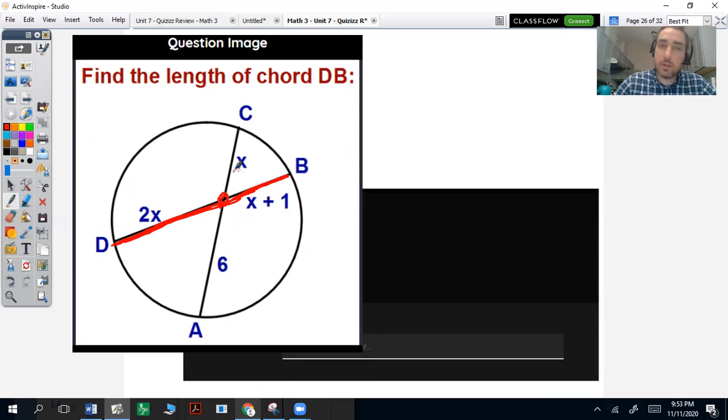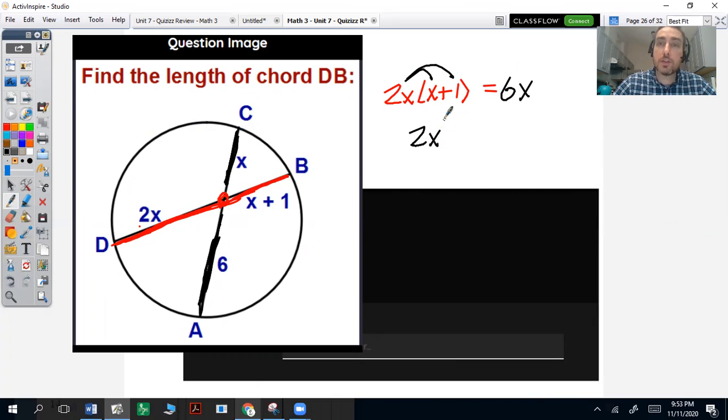So let's start by doing the formula again. So it's 2x times x plus 1. And then we have 6 times x. So 6x will be what that equals. Now we need to distribute that 2x into the x plus 1. So that's going to be 2x squared plus 2x is equal to 6x.